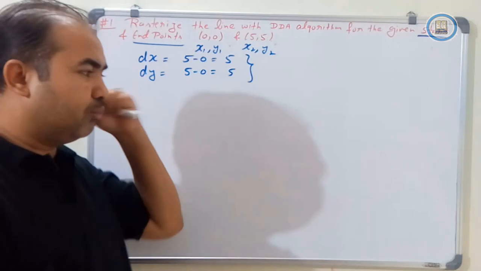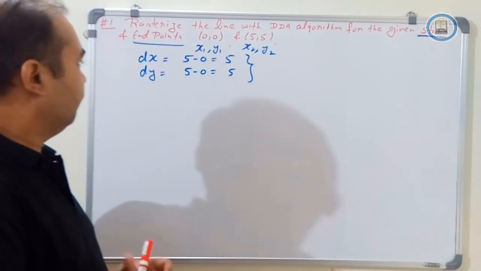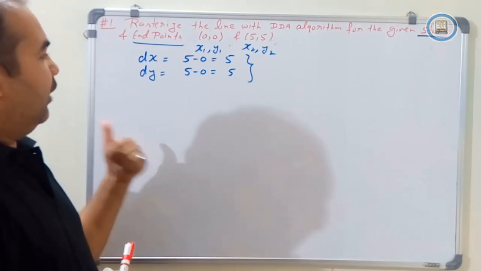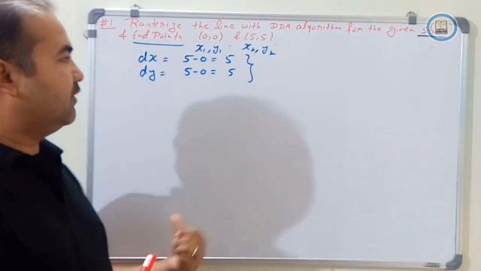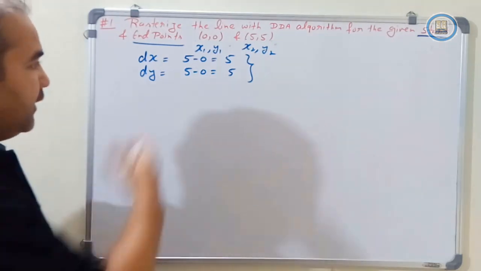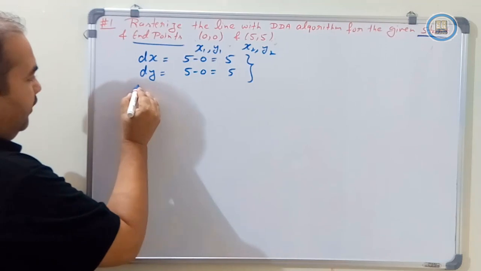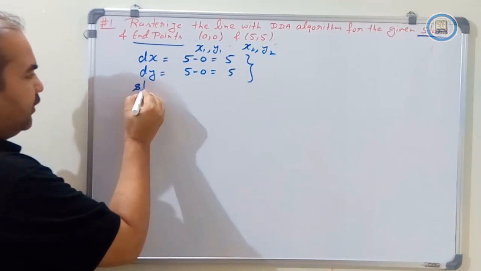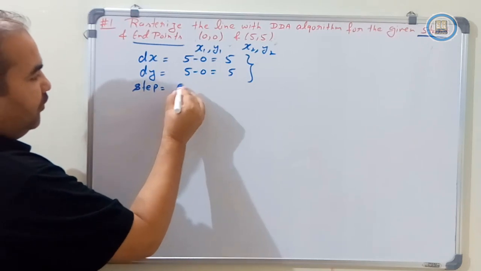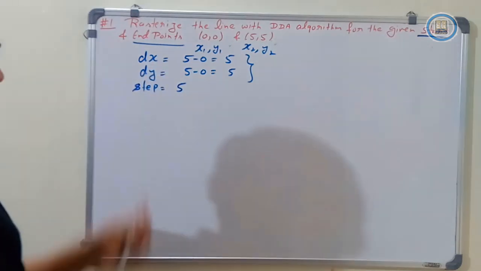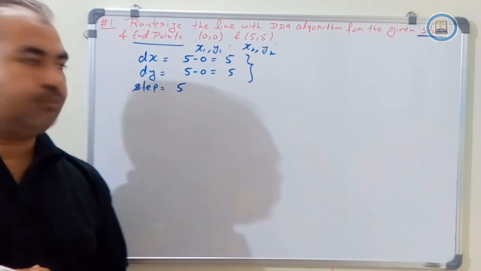If you see from the algorithm, the pseudocode which is given to us, it says that if dx is greater than dy, we need to follow the first case, otherwise we need to follow the second case. But here the cases are the same. So how can you decide the number of steps? You can follow any, because it is 5 and 5. So we will follow step number 5. The value of step will be 5 here.